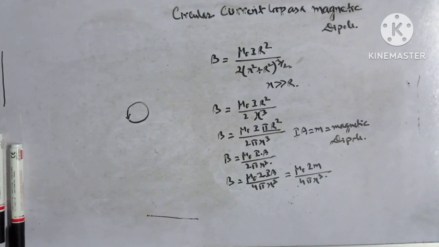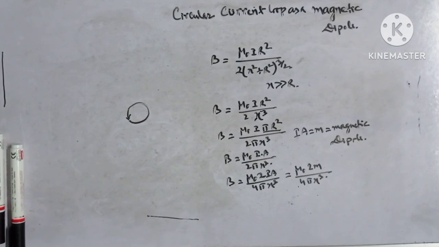With the Biot-Savart law, we can determine the magnetic field at any point when a current is flowing through a conductor. This is very important. With its help, we are able to determine, if a current is flowing in a circular loop, what the magnetic field will be at any point along the axis of the loop.